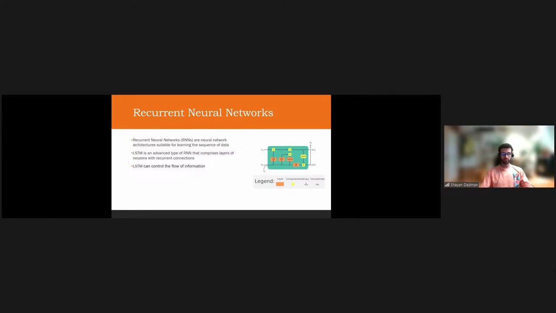LSTM is an advanced type of RNN that comprises layers of neurons with recurrent connections. It contains a computational unit called a memory cell or a memory block, consisting of weights and gates connected recurrently. LSTM can control the flow of information in detail for each cell, resulting in faster convergence and better learning outcomes.